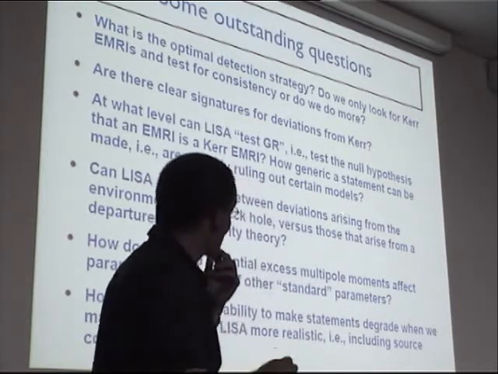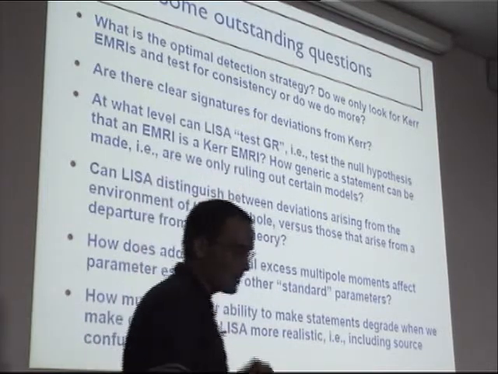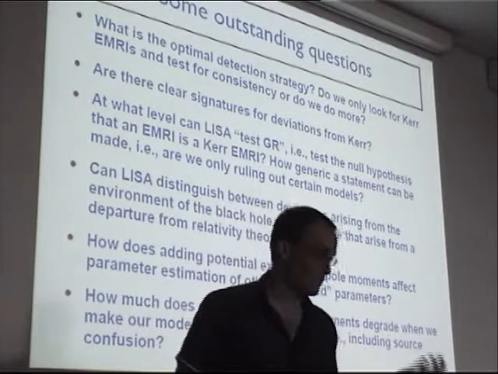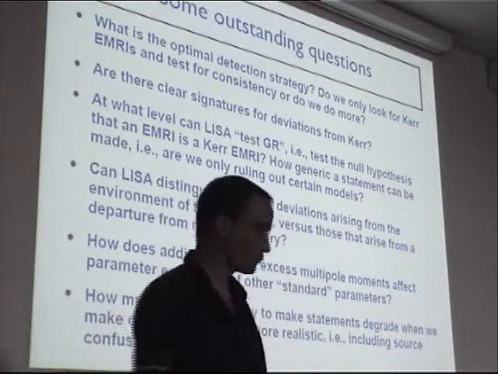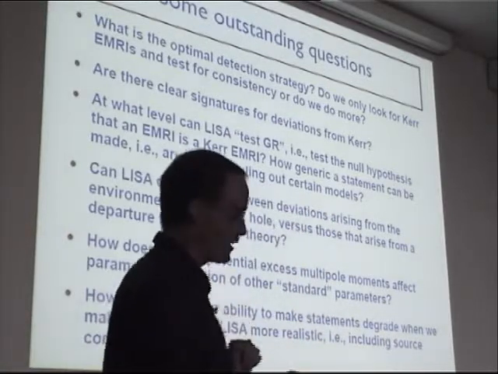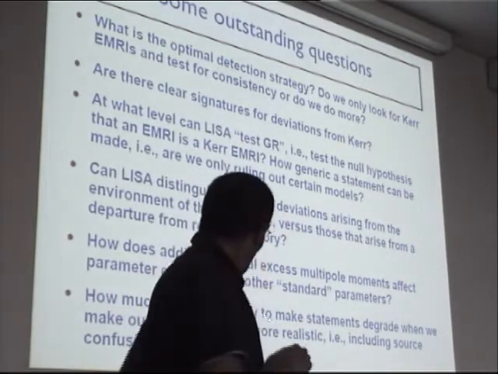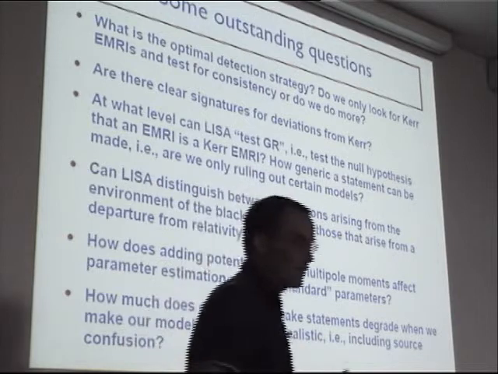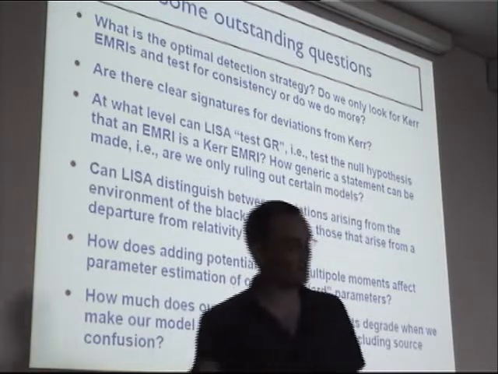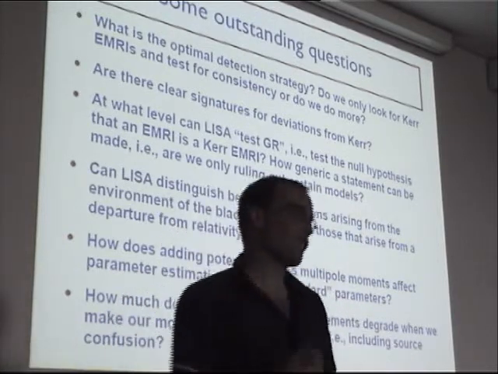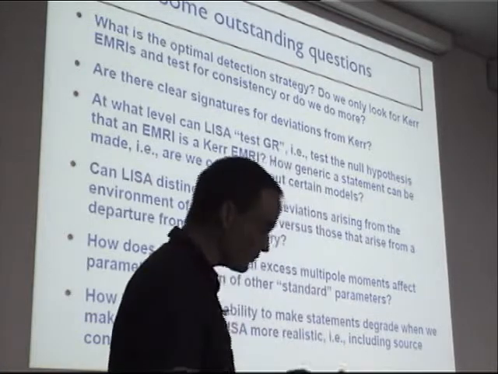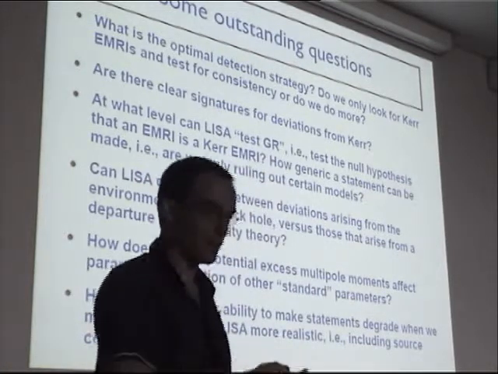Can LISA distinguish between deviations that arise from the environment versus those that arise from deviations in relativity? The answer to this question is likely to be yes, but more work needs to be done. How does adding the possibility that there's an excess multipole moment affect our parameter estimation accuracy? So I asked Kurt about this, and they have some results.